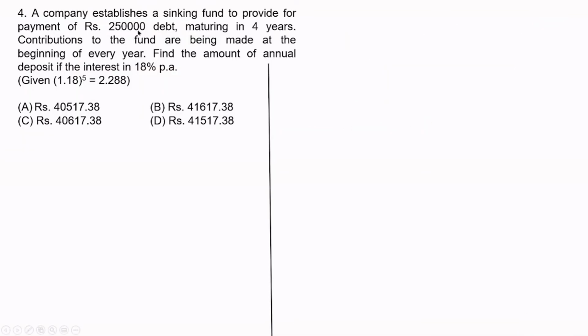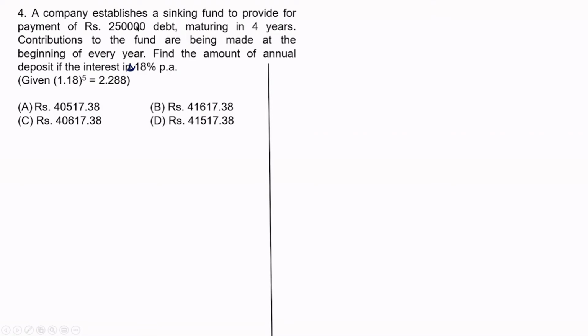A company establishes a sinking fund to provide for payment of rupees 2,50,000 debt maturing in 4 years. Contributions to the fund are being made at the beginning of every year. Find the amount of annual deposit if the interest is 18% per annum.